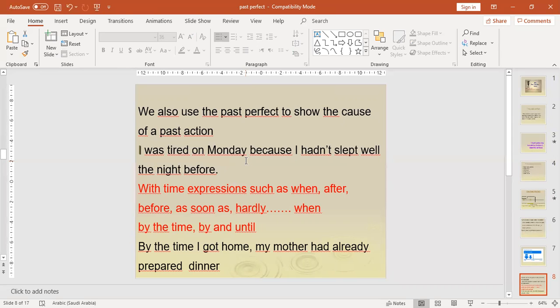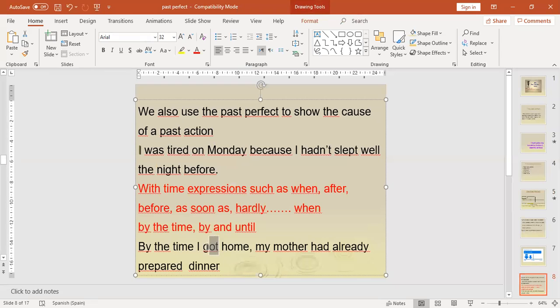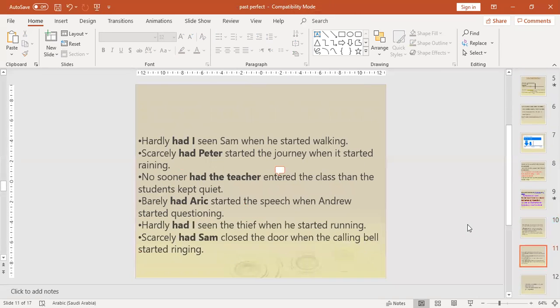All of these time phrases express an arrangement of verbs which happened in the past, but one happened before the other. Look at this example. By the time I got home, the verb got is past tense. My mother had already prepared dinner.